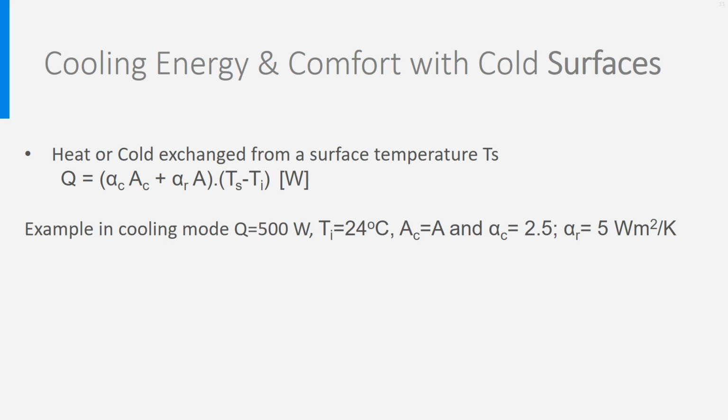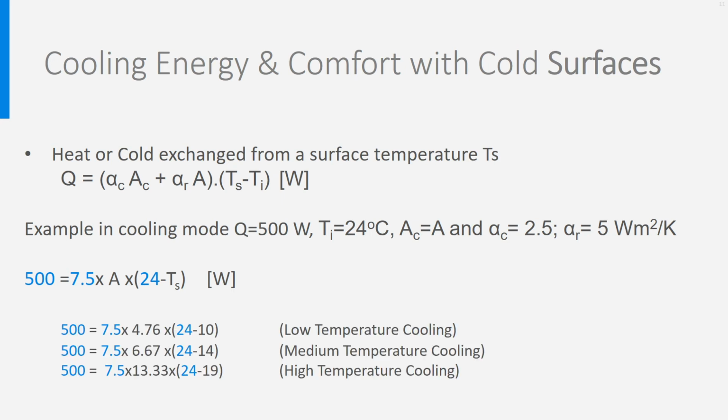Let's look now at the cooling mode. We therefore have a cold surface and we need 500 watt cooling to keep the room at 24 degrees. We assume the same radiative coefficients as before, but in general these panels have no additional convective surface and are essentially radiant, so we'll consider AC is equal to A. The heat transfer equation can therefore be written as this, and here too we can choose different combinations of size A and average temperature Ts of the cooling panel.